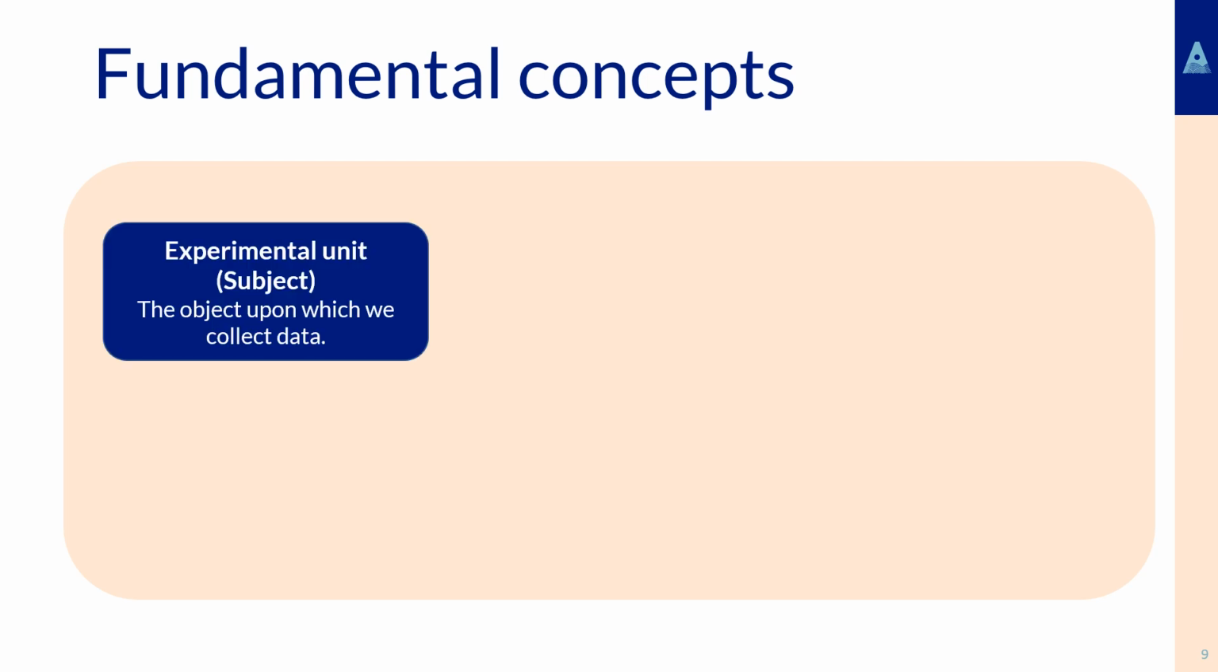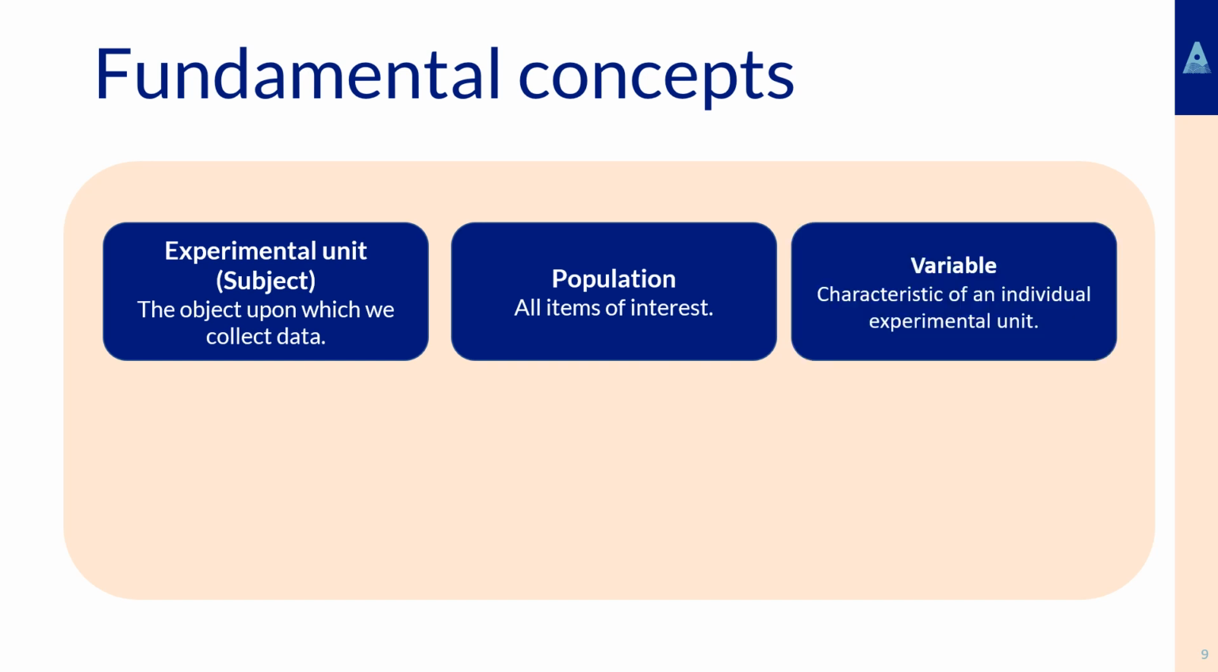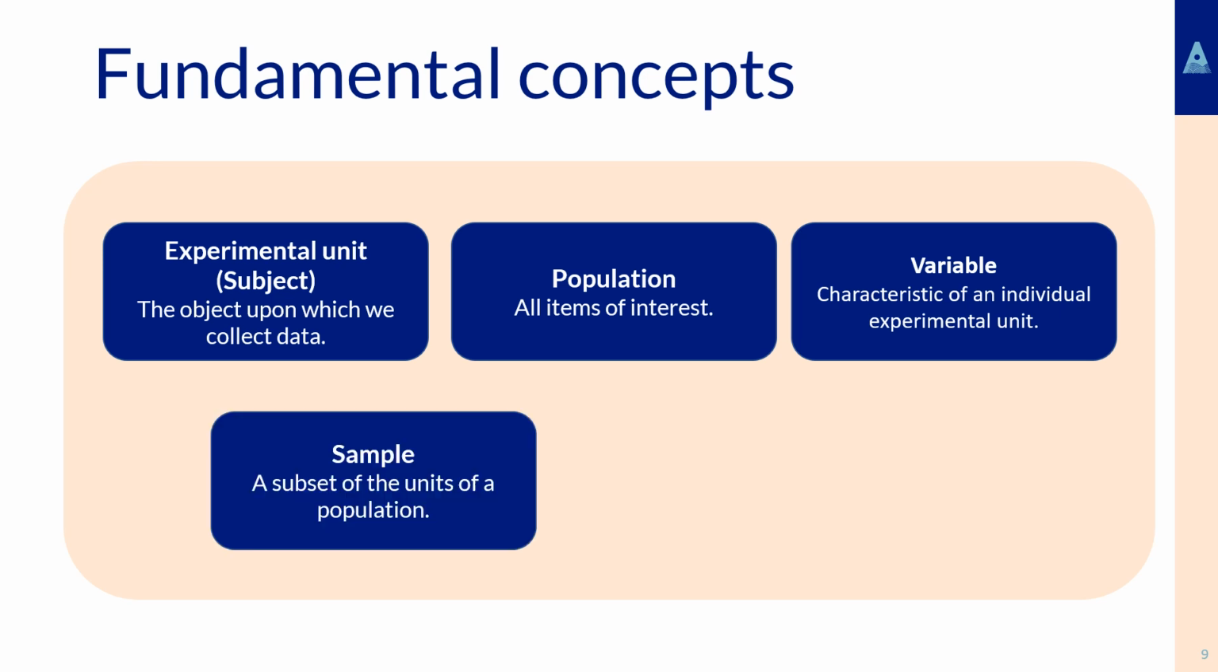There are a number of fundamental concepts in statistics. First is the experimental unit, or subject, the object upon which we collect data. Then we have a population, which is all items or all subjects of interest. Thirdly, we have a variable. A variable is a characteristic of an individual experimental unit. Fourth, we have a sample. A sample is a subset of the units of a population that we have collected to work on.